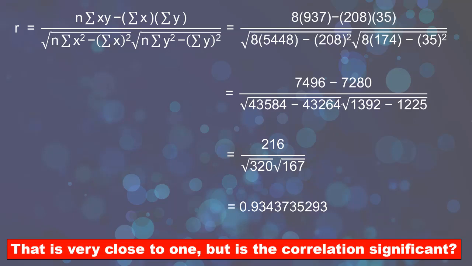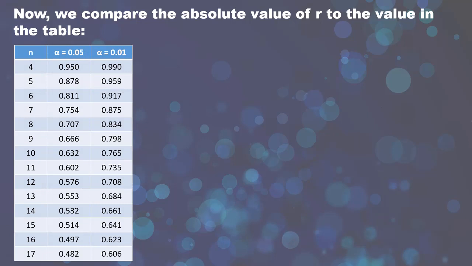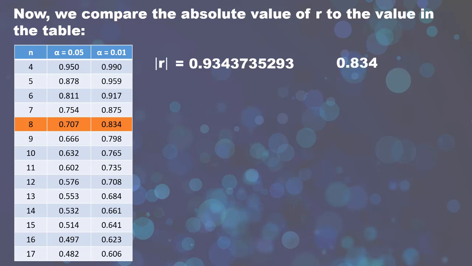So what we're going to do now is we're going to go to the table of values, and we're going to compare the absolute value of r to the value from the table. So here's part of that table, the part that we need. We look for where the n value is 8, and we find that row, and then our level of significance alpha was 0.01. So the critical value for us here is 0.834. So we have our absolute value of r, which is 0.9343735293, and we're going to compare it to this critical value from the table, which is 0.834. Which one of those two is bigger?